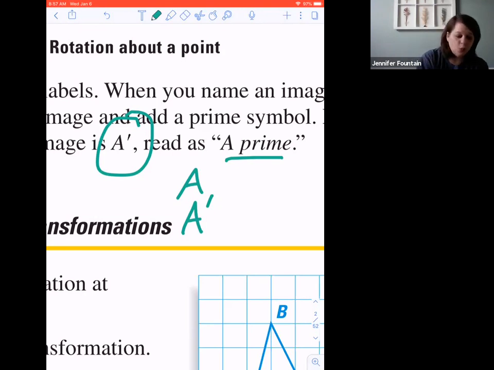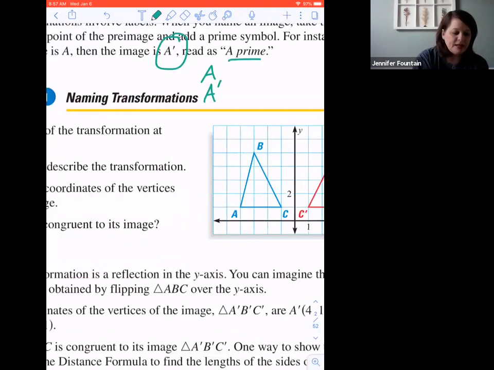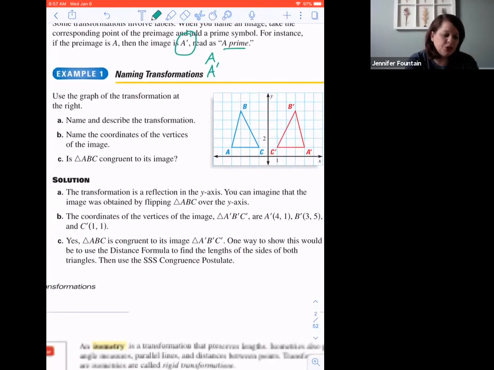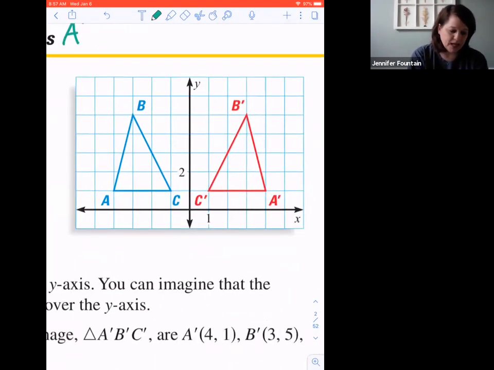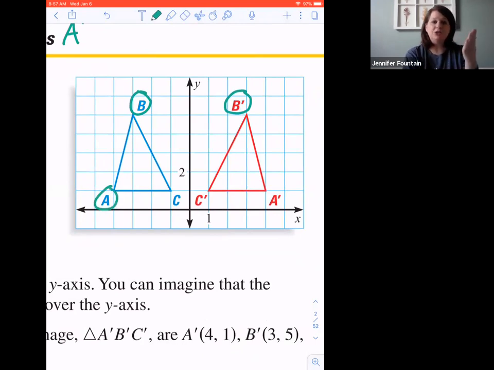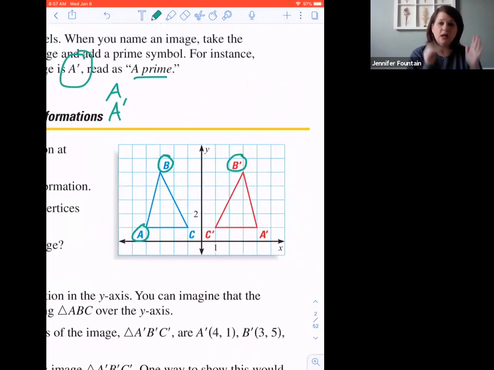Now moving on down to example 1, naming transformations. It says use the graph of the transformation at the right. And letter A says name and describe the transformation. So the first thing that I want to do is look at my picture. I can see that I still have a B at the top and then I have B prime. But when I look down here at A, I notice that in my transformation, A is not still in the same location, okay? So if it's not in the same location, I can rule out a translation. It didn't just slide. I know it's made some kind of turn, okay? It's either turned or flipped or done something.